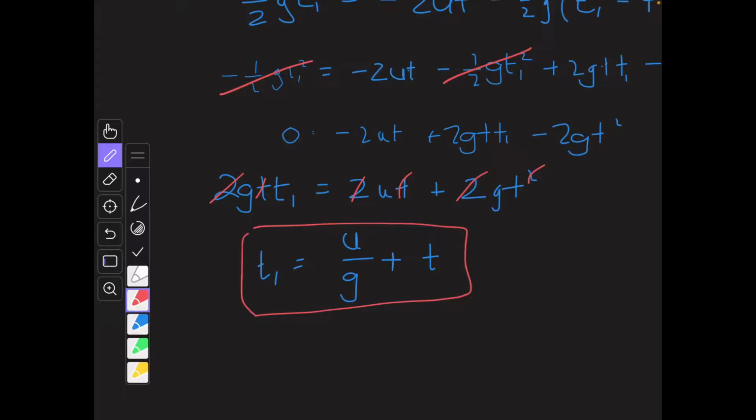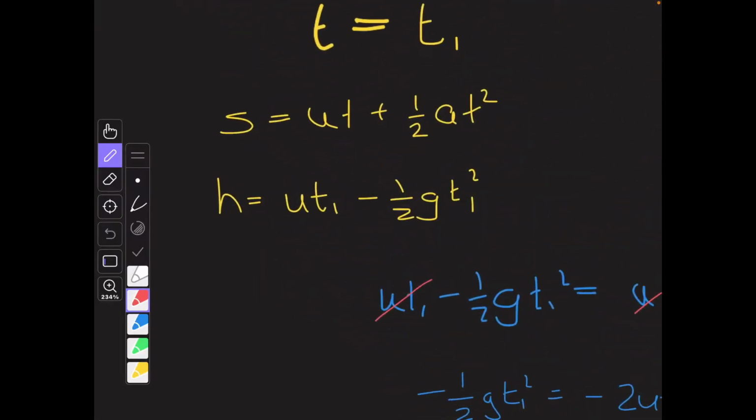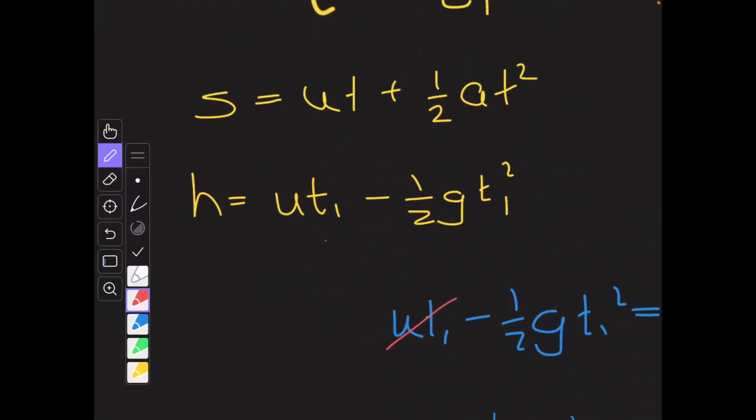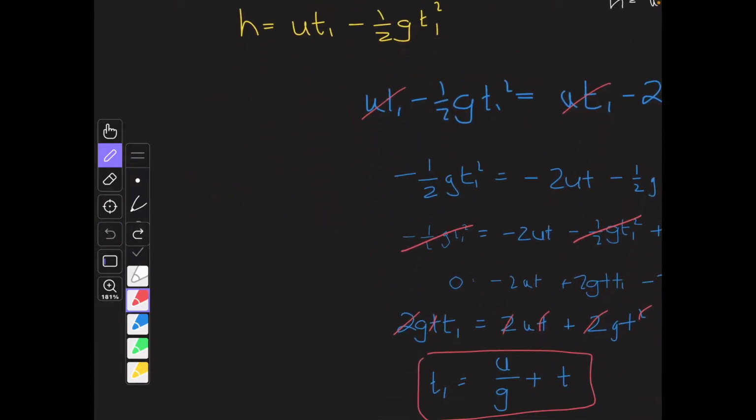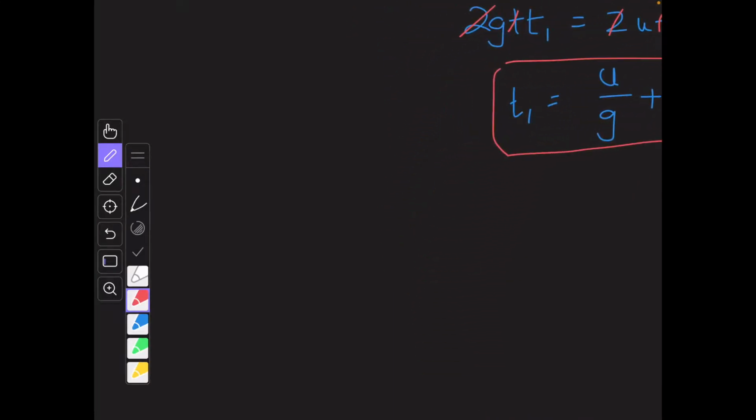Now that we know T1 in terms of t, if we take a look here, we can find the height, because we're just going to replace T1 with it in terms of t. So I'll go back to the original equation. I'll do it in yellow. So h equals ut1 plus a half a t1 squared.